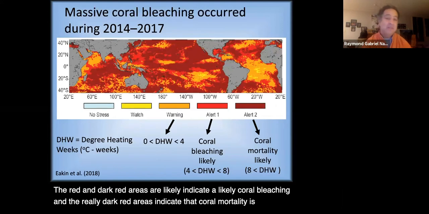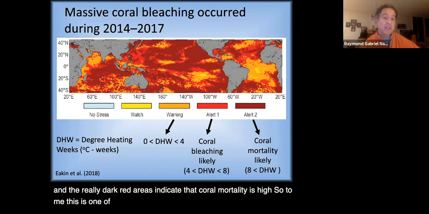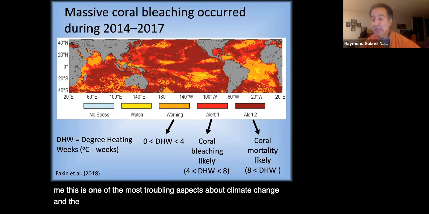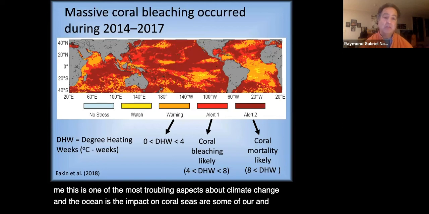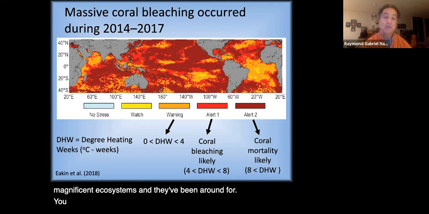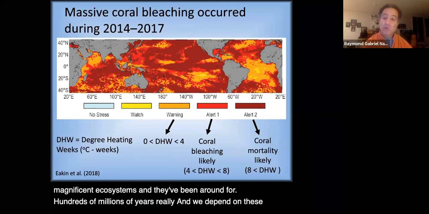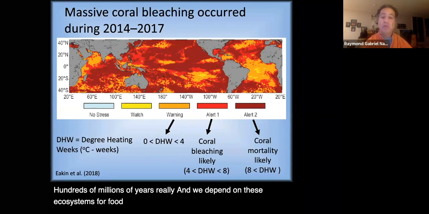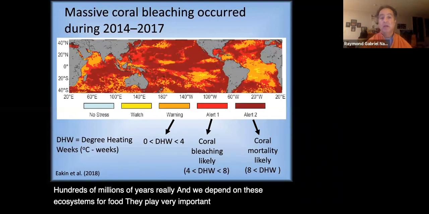So to me, this is one of the most troubling aspects about climate change and the ocean: the impact on corals. These are magnificent ecosystems, and they've been around for hundreds of millions of years, really. And we depend on these ecosystems for food. They play very important ecological roles in the ocean.